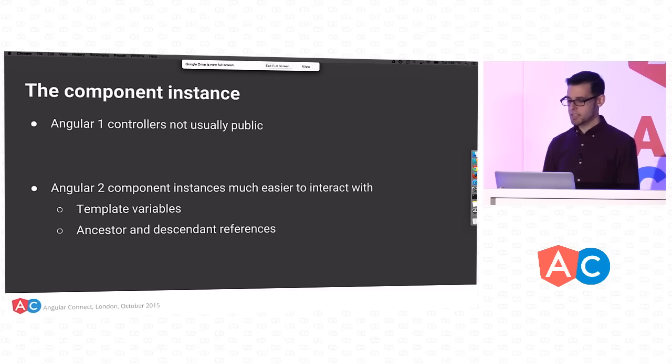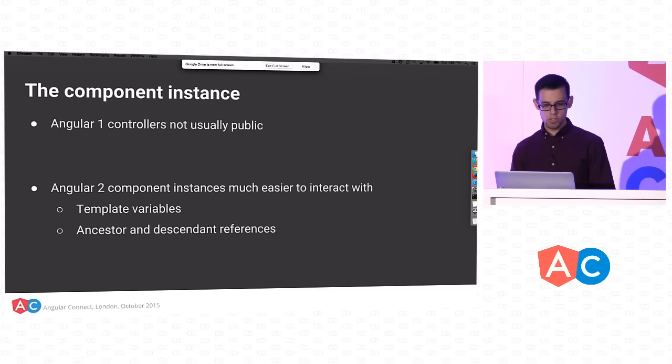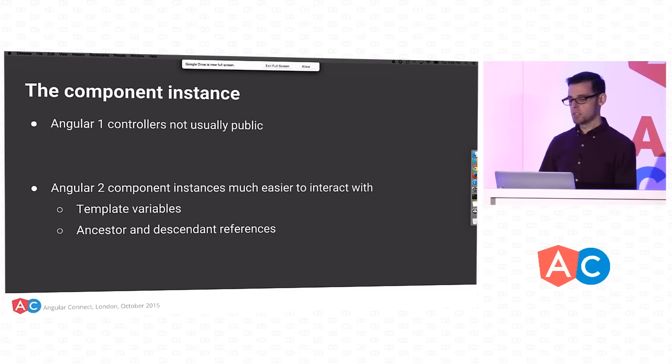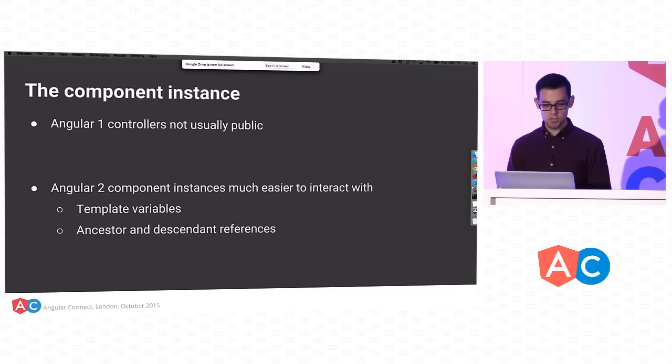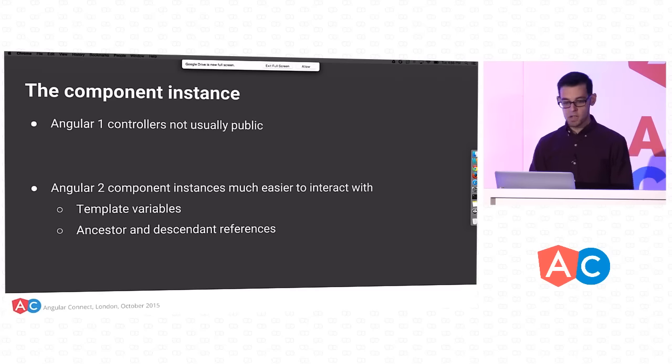So one such area is the component class itself, which is analogous to the controller in Angular 1. So in Angular 1, controllers were not commonly exposed to consumers. Instead, they usually contain your own private implementation details. This is changing in Angular 2, where it's much easier to get a reference to a component instance both in your template and in component code. So let's take a look at an example.